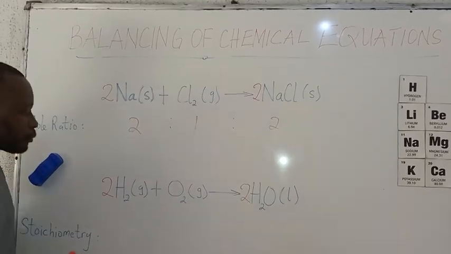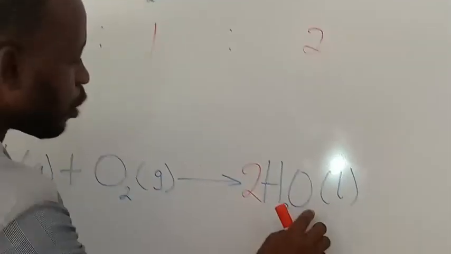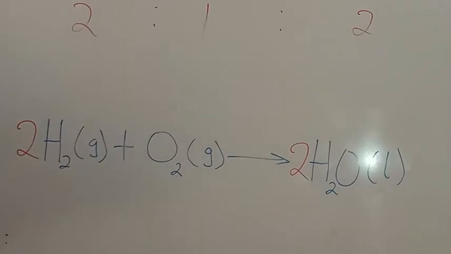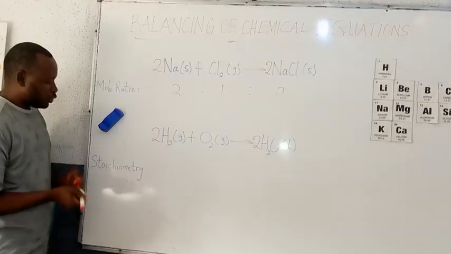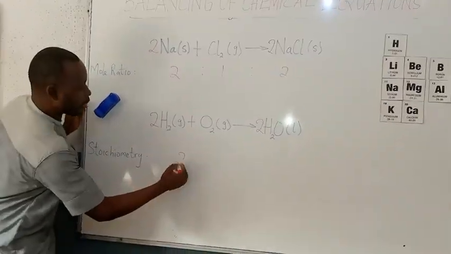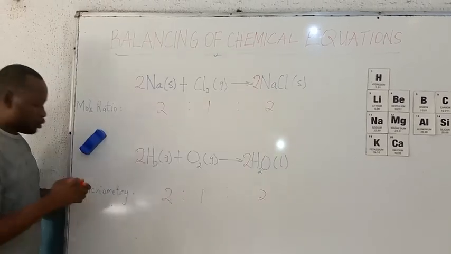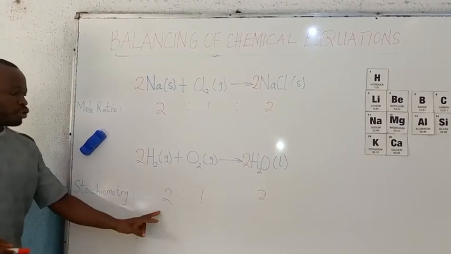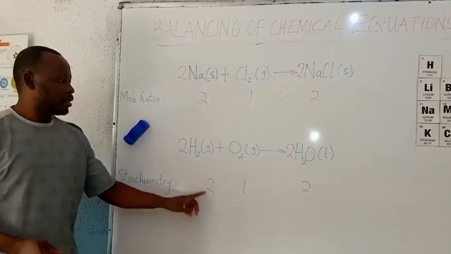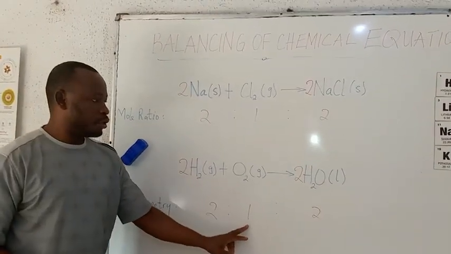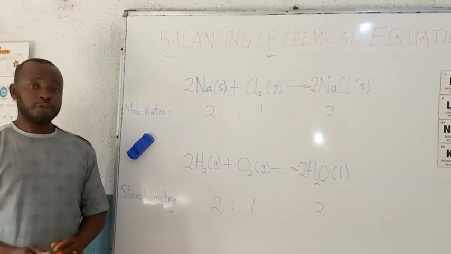What about oxygen? 2 times 1, 2 for oxygen on the reactant side. Then on the product side, 2 times 1, 2 for oxygen. Now, oxygen is balanced on the two sides. What is the stoichiometry, which is represented as the mole ratio? Coefficient 2 comes down here, coefficient 1 comes down here, coefficient 2 comes down here. So the stoichiometry of this reaction is 2:1:2, meaning 2 moles of hydrogen gas combined with 1 mole of oxygen gas to produce 2 moles of water molecule. Do you have any question?